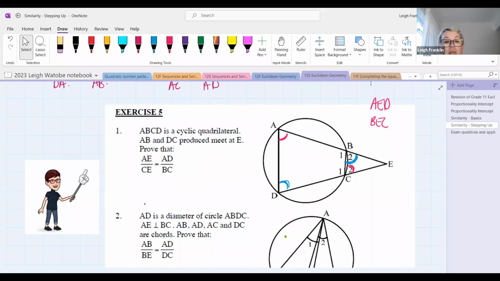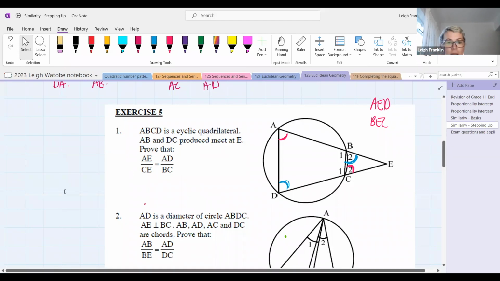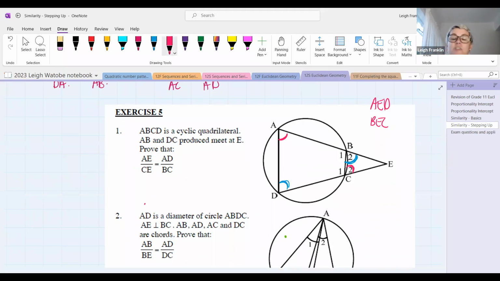BCE and ADE. All right, so those of you that have figured out which triangles you're working in, that is brilliant. The rest of us that said no, remember we are doing numerator with numerator.